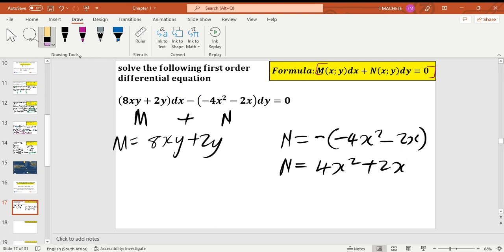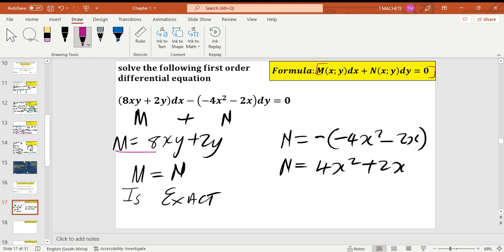Okay, so after doing this, you can differentiate. Before you integrate, you differentiate. The reason why we are differentiating is that we want to check if M is equal to N. For such questions, you check first if it's exact or not. So the partial derivatives must be equal to show that the equation is exact.